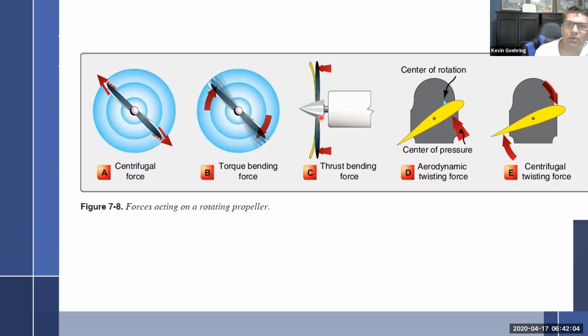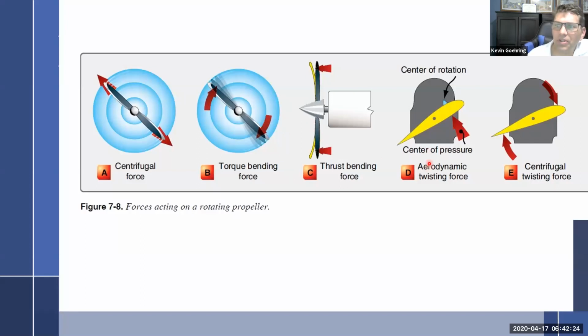If I do touch it, I will touch it right here next to the spinner, except I think my partner pushed on the spinner and broke it, and that was very, very expensive. So it's always a good idea not to touch the prop. All right, thrust bending force pulls it forward.